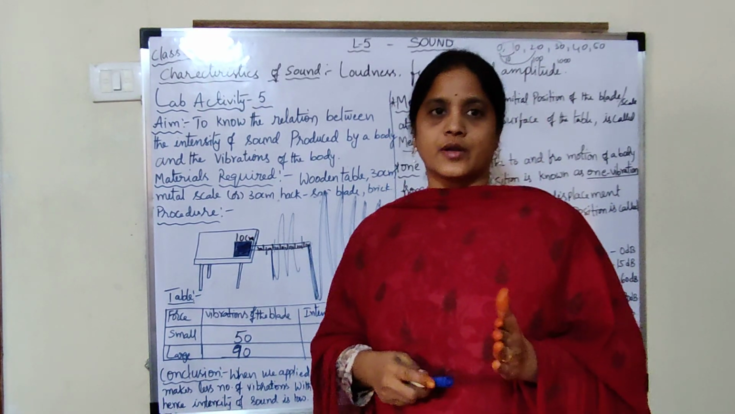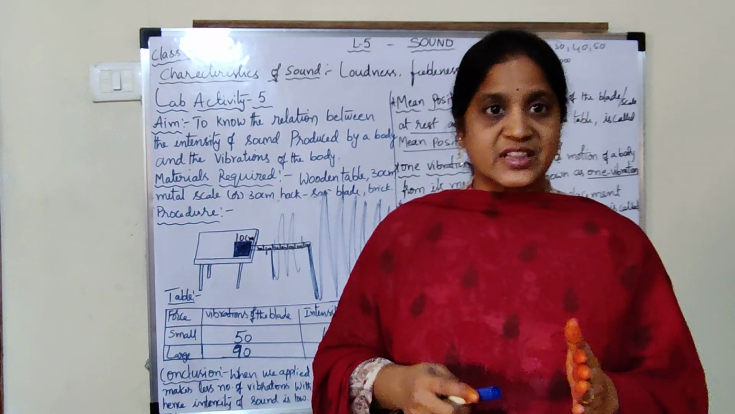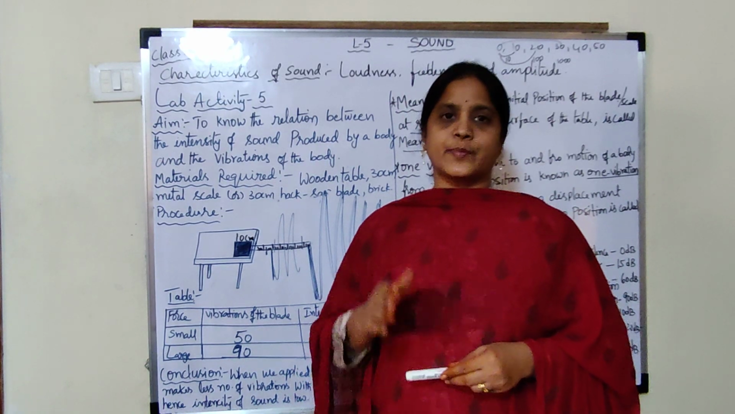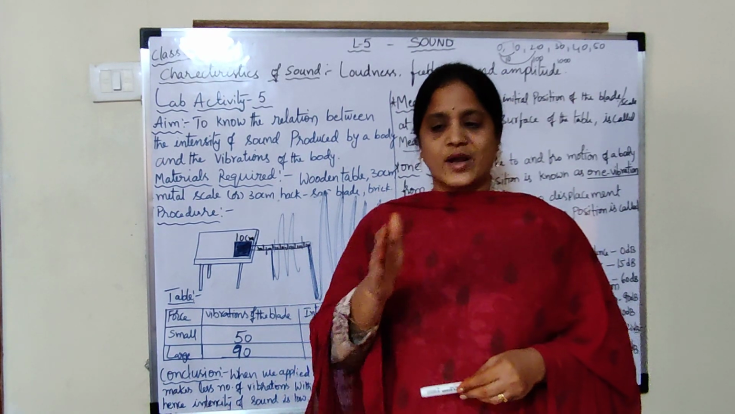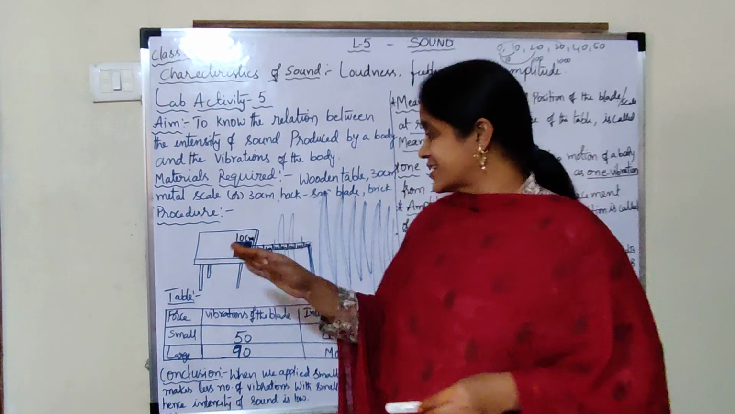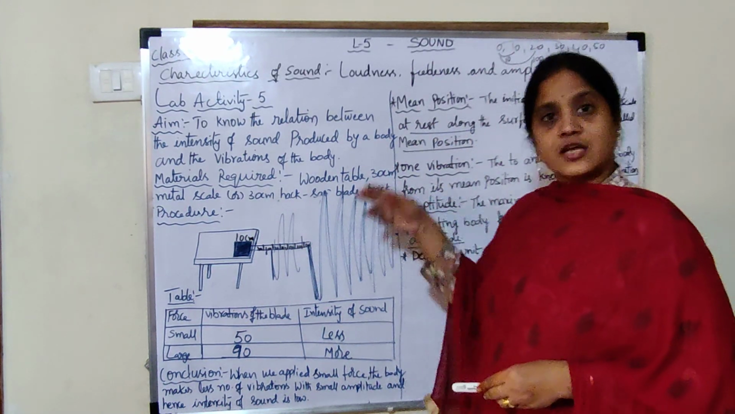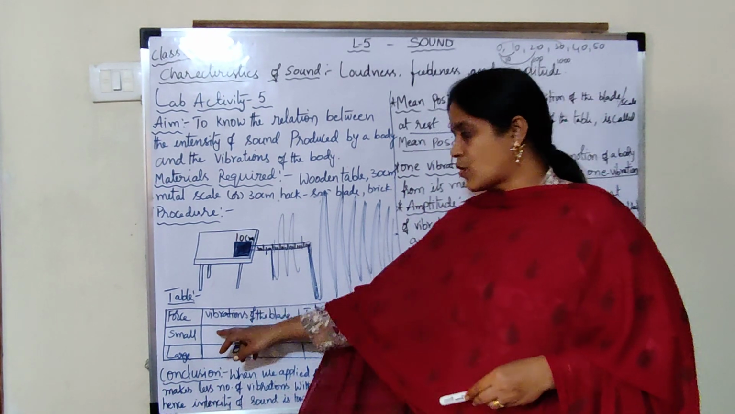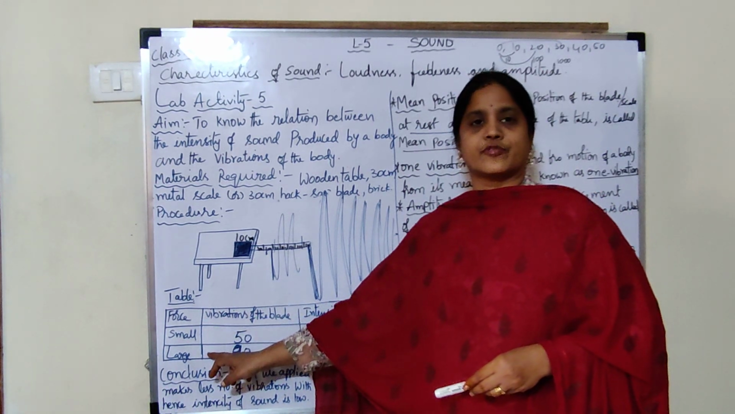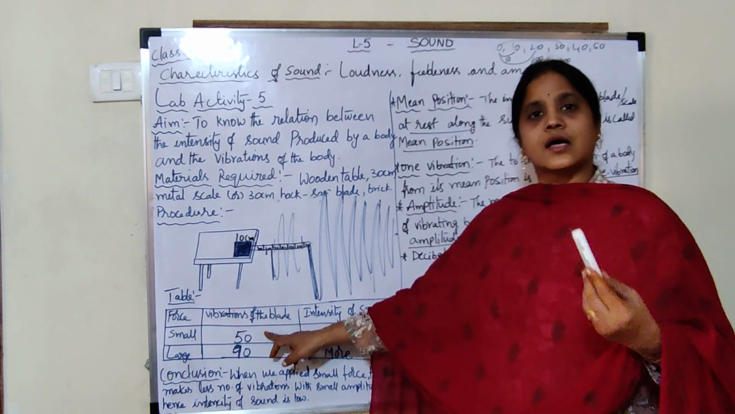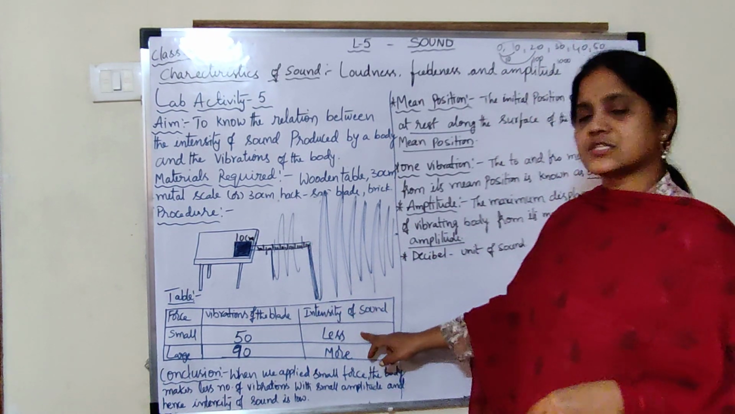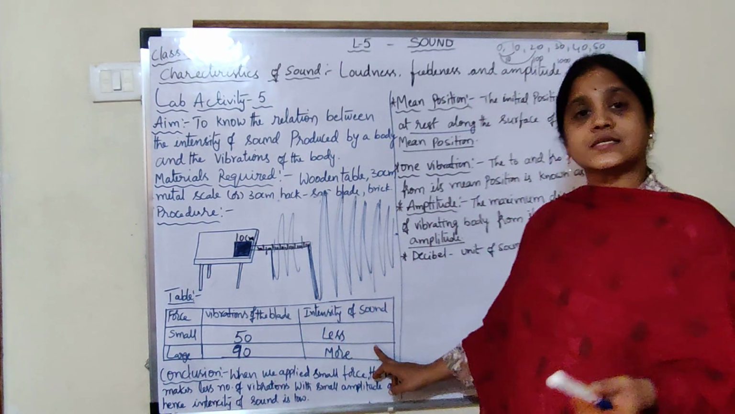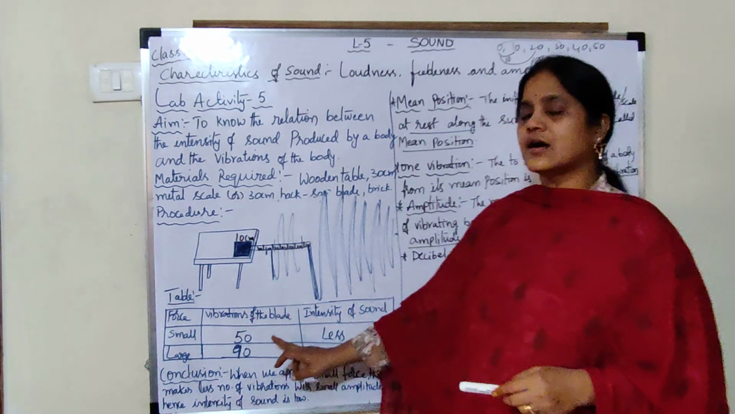Actually, here we have to count the vibrations within a particular time, for example 1 second, how many vibrations it is making. So for a small amount of force and a large amount of force, if the number of vibrations is less, the sound produced is less; if it vibrates more times, it produces more sound. So this is the conclusion.